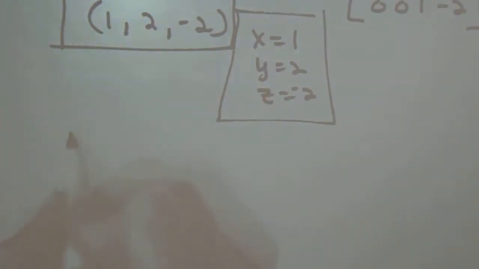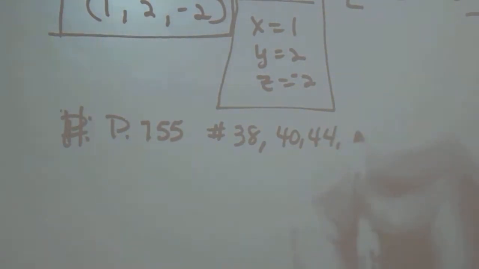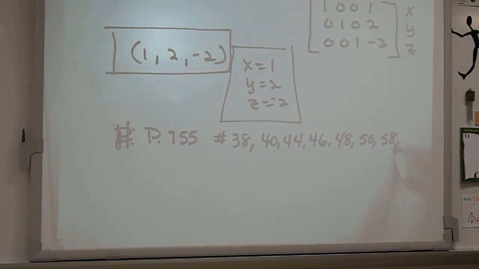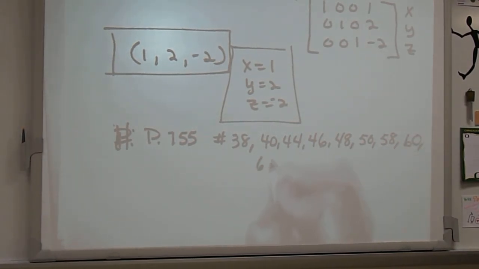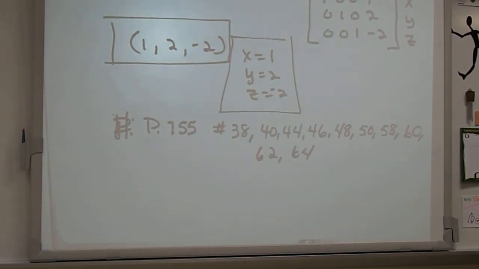All right. Your homework should be very quick. Homework is on page 755. We're going to do number 38, 40, 44, 46, 48, 50, 58, 60, 62, and 64. Looks like a lot of problems, but it's going to go quickly.